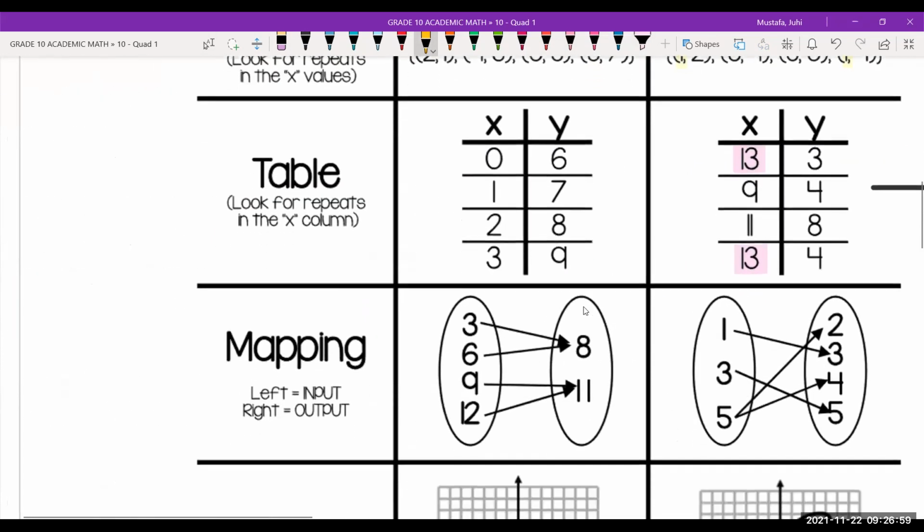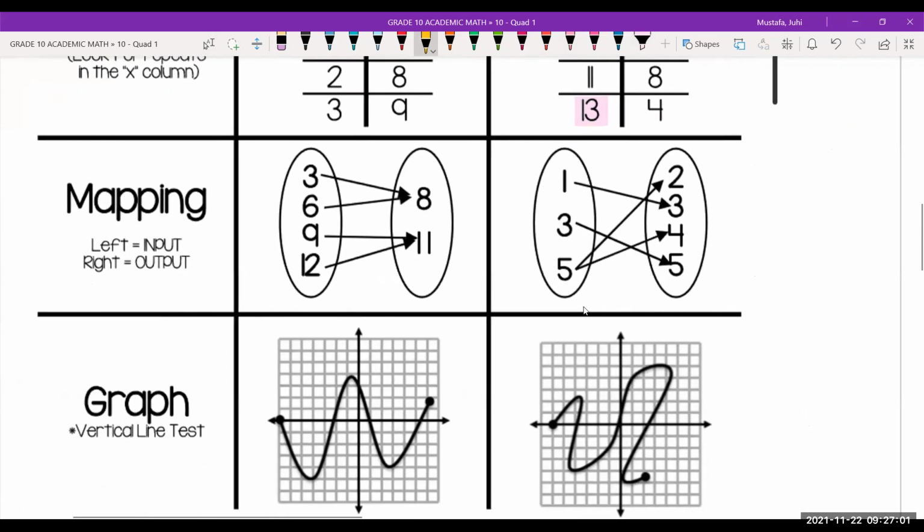All right, this is something called the mapping diagram. Has anyone here taken computer science or any sort of computer course? Okay, have you seen this before? Like an input and an output? So this first little oval is your input, and this one is your output. Another way to think about it is these are your x values and these are your y values.